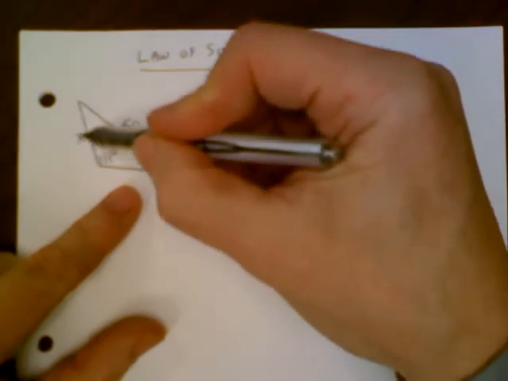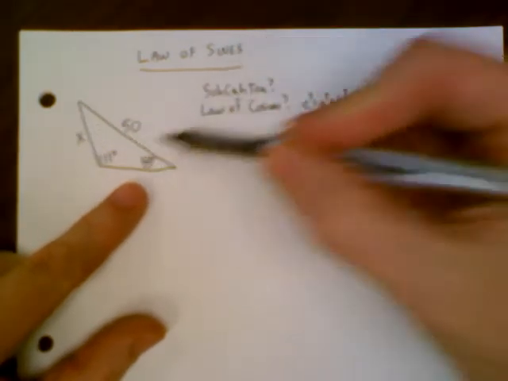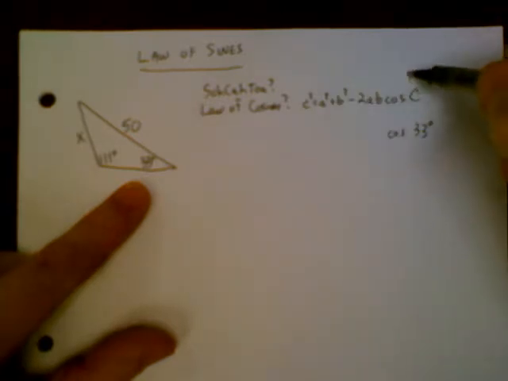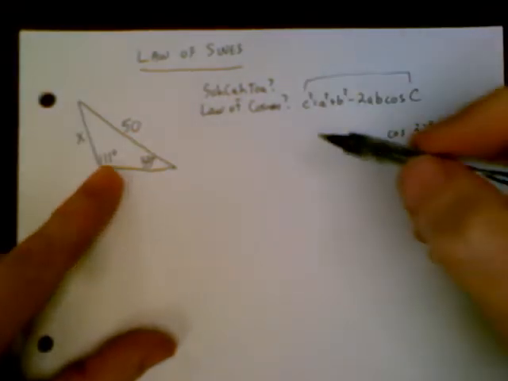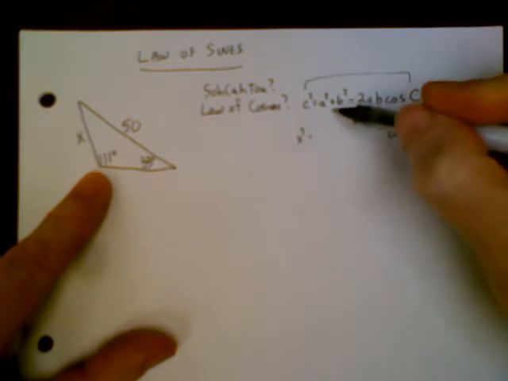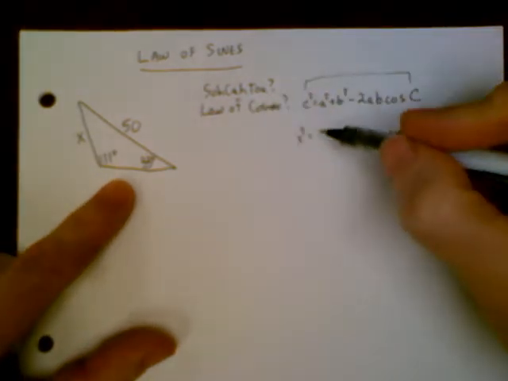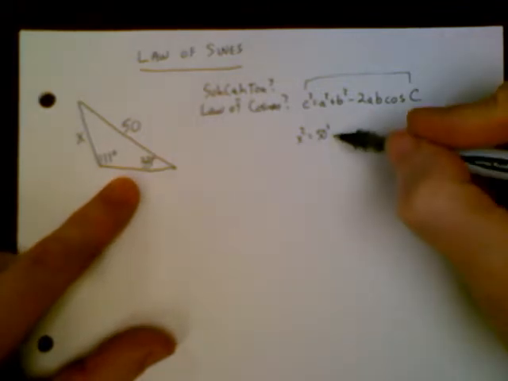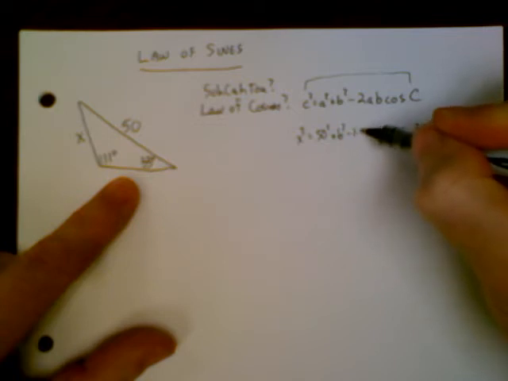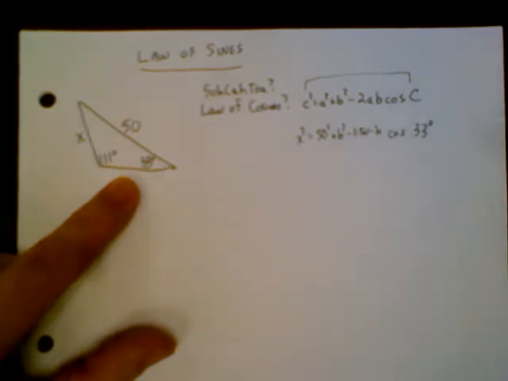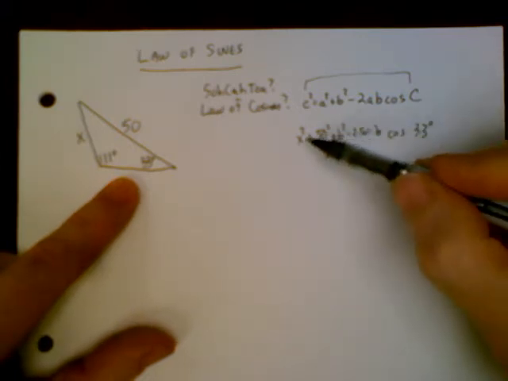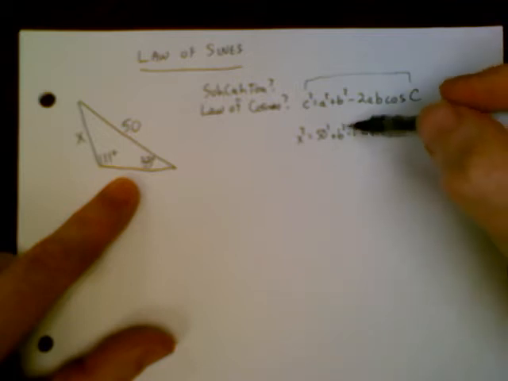Since we're interested in this side, which is across from the 33-degree angle, maybe we would guess that this capital C should be 33 degrees, and therefore the side across from that would be x. So x squared is equal to, then the a and the b are the other two sides, 50 for the a. Oh, now we run into a problem because we don't know what this side is. b squared minus 2 times 50 times b times the cosine of 33 degrees. We have two variables in this equation. We can't solve this for x and get a numerical answer, so that didn't work.